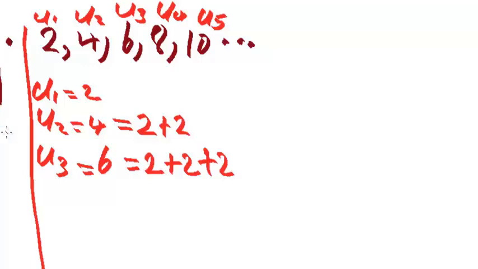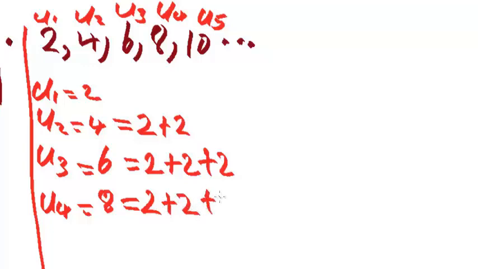Now the fourth term is u4, and u4 is 8. That one too has been obtained by adding 2 again to the third term, that is adding 2 to 6. So we have 2 as the first term. Then we added 2, we had the second term. We added 2, we had the third term, which is 6. So for the fourth term, we add another 2, which is the 8.